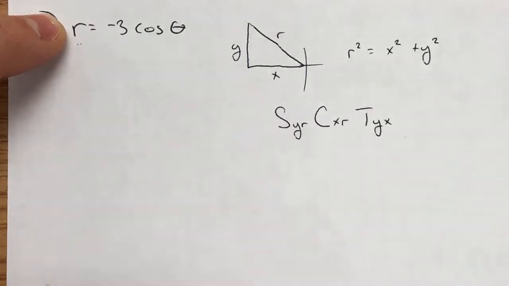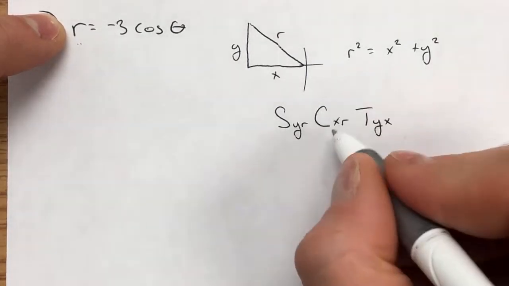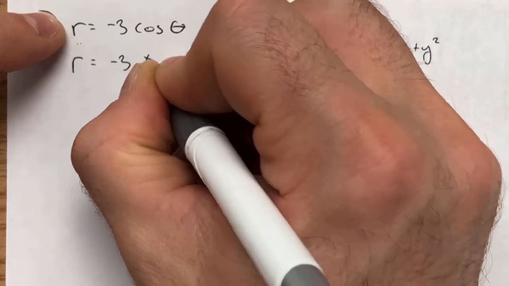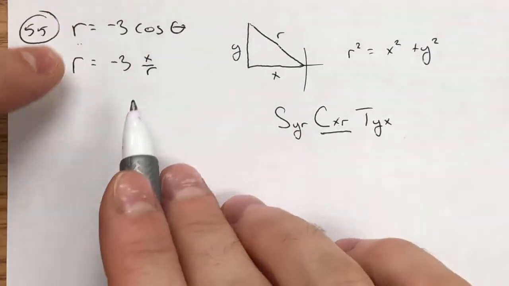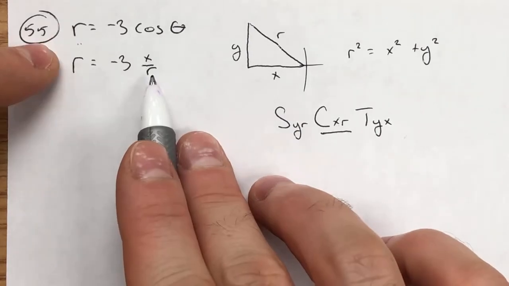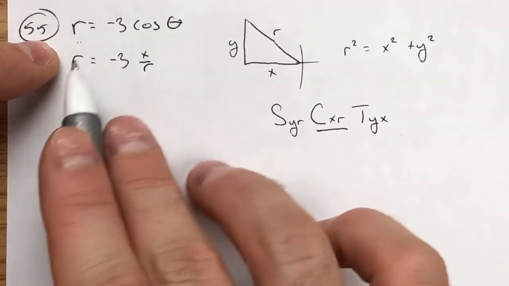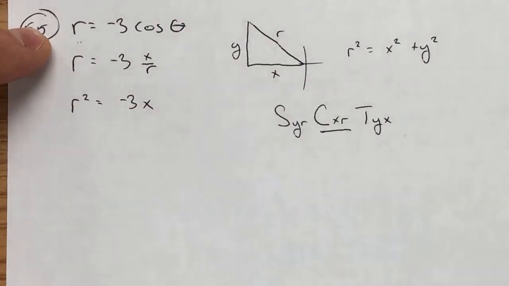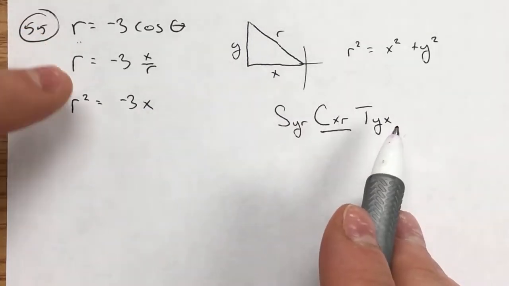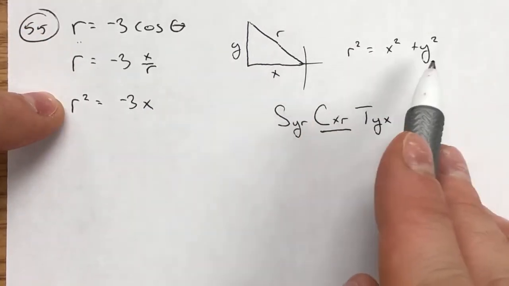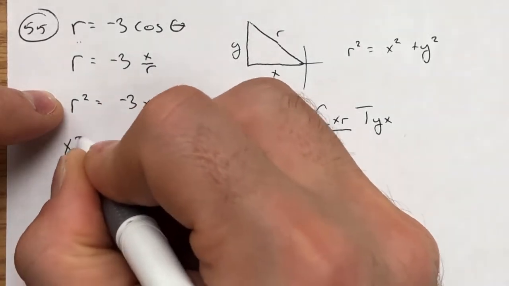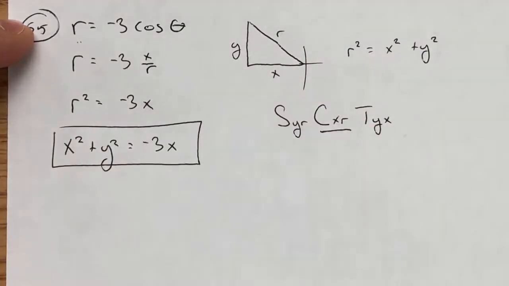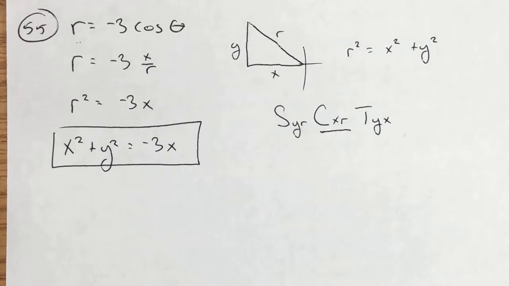So my first step is to convert the trig functions into their respective values. I know cosine is x over r, so I have r equals negative 3, x divided by r. I notice that r is on the bottom and on the top here, so I can remove it from the right-hand side by multiplying both sides by r, which would give me an r squared equals negative 3, x. So the cosine is gone, and I'm left with only r's. Conveniently, r squared can be replaced with this. So I'll get x squared plus y squared equals negative 3x, and that is my rectangular form equation of that polar equation.